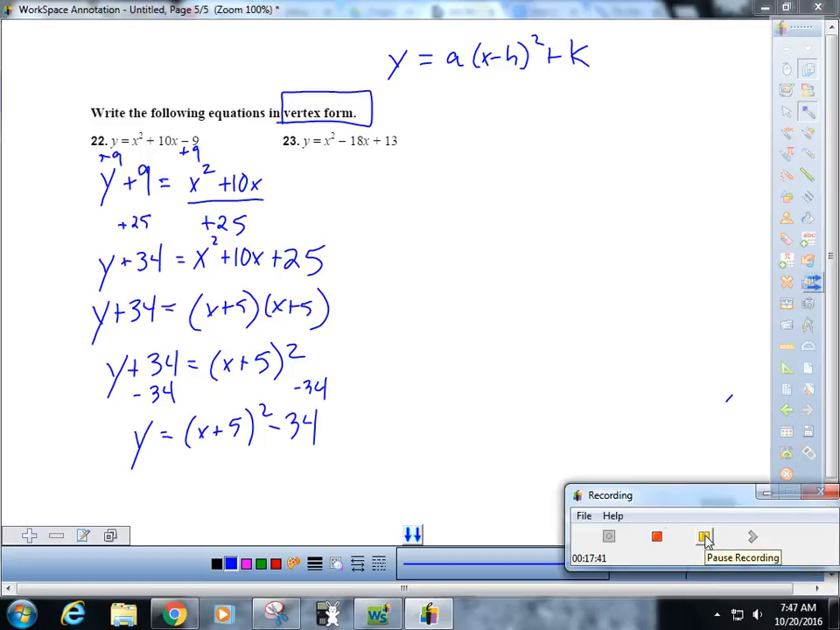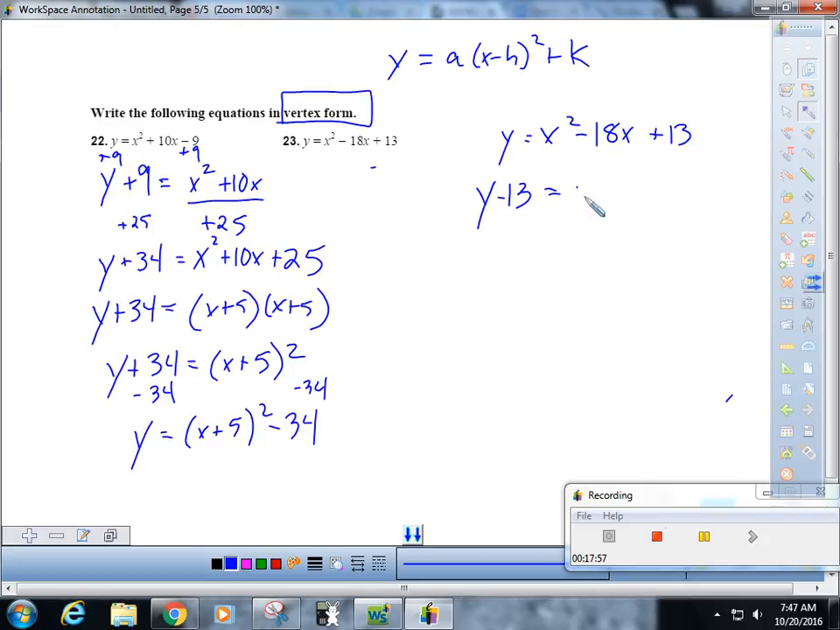Faster. Okay, so this one I'm going to do at regular speed. So I'm going to rewrite it. Y equals x squared minus 18x plus 13. Subtract 13 from both sides. Okay, what's half of 18? 9 squared is 81. So I'm going to add 81 to both sides. So you get y. What's 81 minus 13? Y plus 68 is x squared minus 18x plus 81.